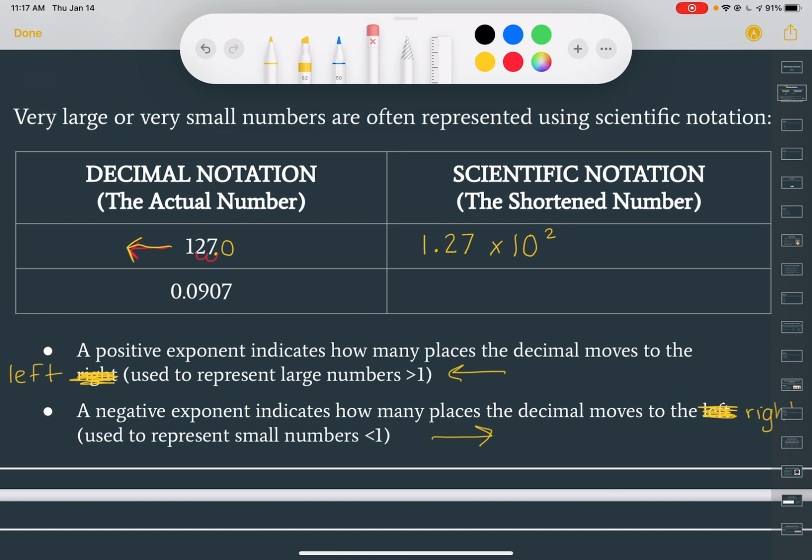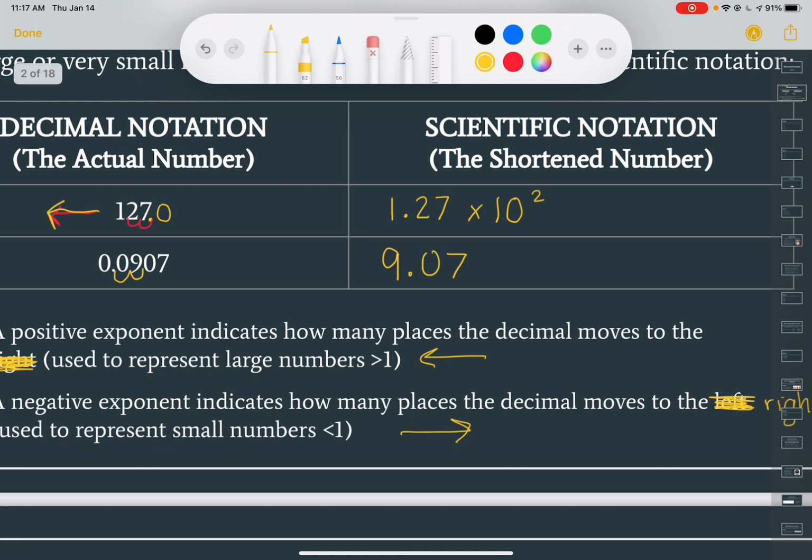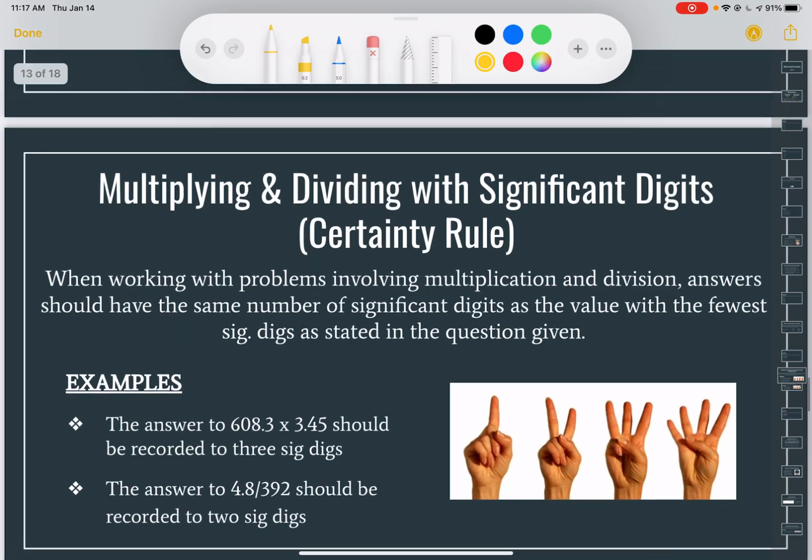And you're likely going to see that in the next question. So let's try out the next one. We want to make this number between 1 and 9.999. So I'm going to move this decimal. 1, 2. And by moving it there, it's going to be 9.07. Okay. So 9.07 times 10. We need times 10 to the what? Well, again, we've moved it 2 spots, right? We went 1, 2.